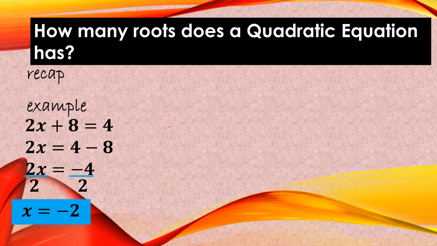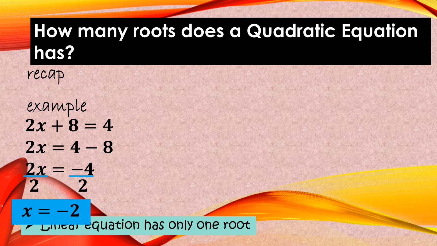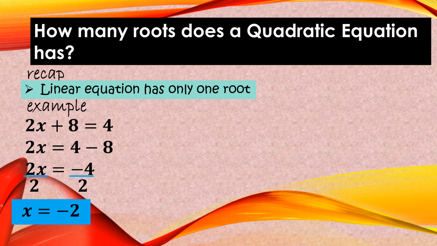But what kind of equation is 2x plus 8 is equal to 4? We have only one root, which is negative 2. So again, what is 2x plus 8 is equal to 4? This is the so-called linear equation. And as I've said, x is equal to negative 2. Is there any possibility that we can get another value of x other than negative 2? So far, a linear equation has only one root.